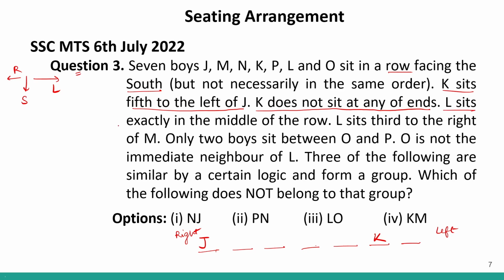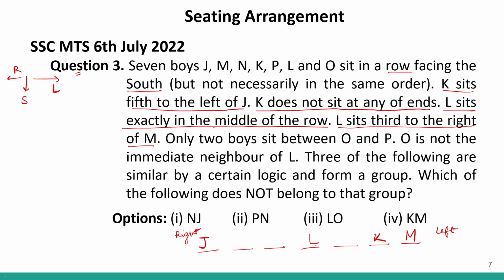L sits exactly in the middle of the row. So middle of the row will be the fourth position because we have 7 total positions. So L will sit over here. L will sit over here. 3 people will sit towards the right of L and 3 people will sit towards the left of L. Now it is given to us L sits third to the right of M. So L sits third to the right of M means M will be over here. 1, 2, 3. L is third to the right of M.